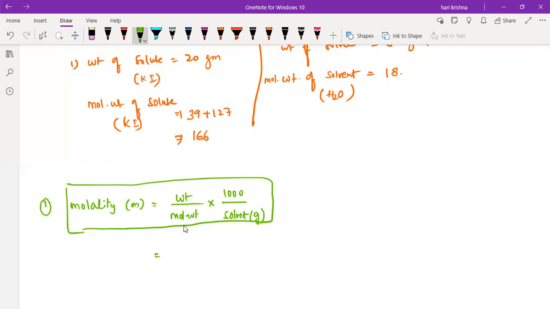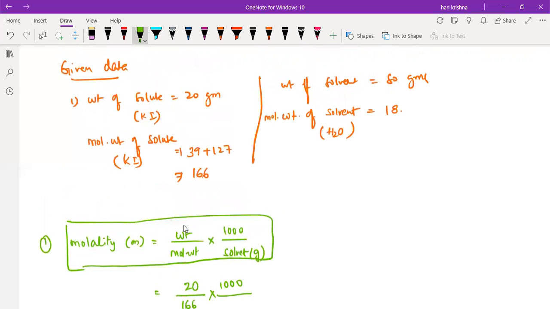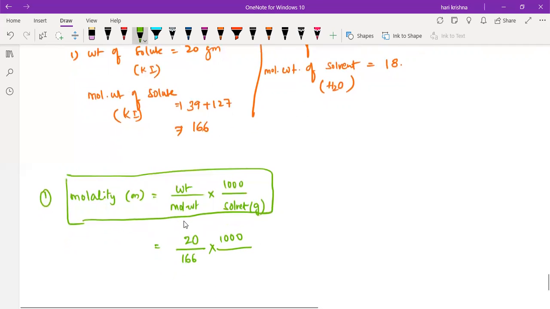Now tell me the answer. Weight of the solute is 20. Molecular weight of solute is 166, into 1000. My mass of the solvent is how much? What is the mass of solvent? 80 grams. Just substitute the value and you will get the answer, right? Then what is the answer? Tell me the final answer.